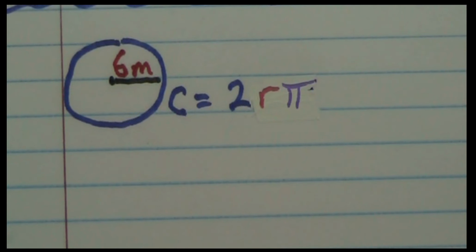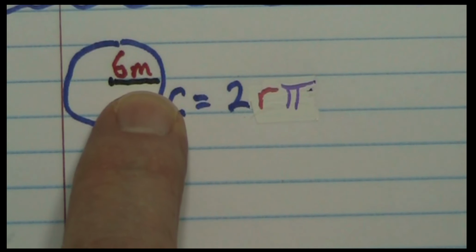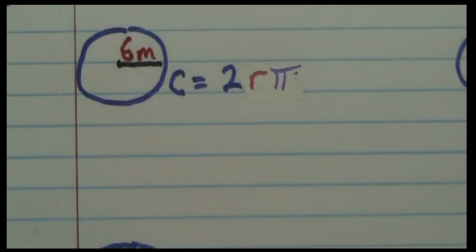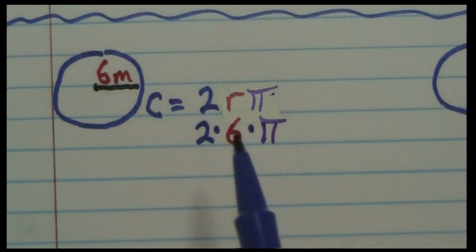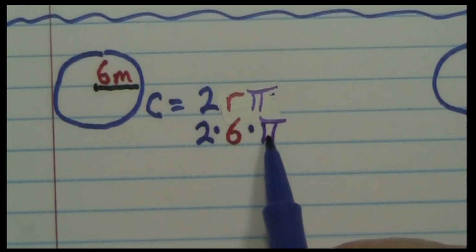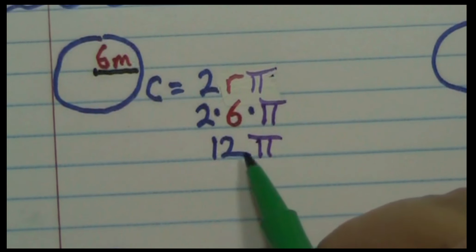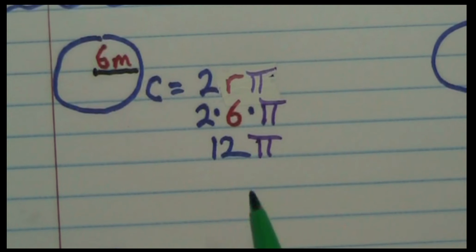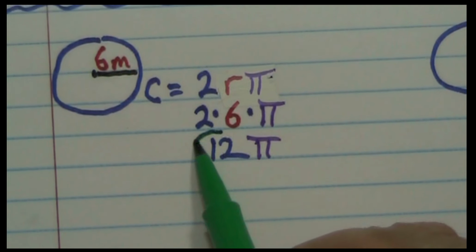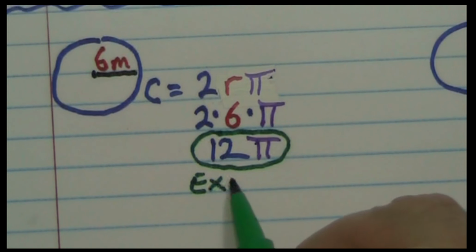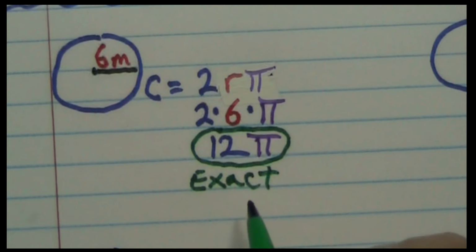And it looks like we have a radius of 6 meters. The M stands for meters. I like using M because it's just one letter instead of saying inches or yards. Trying to be efficient. So the radius is 6, so I put the number for the variable. 2 times 6 times pi. And that leaves us with 12 pi. Now you could leave it just like that. And this is the exact answer.